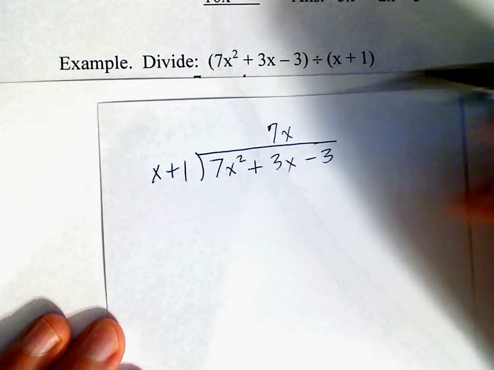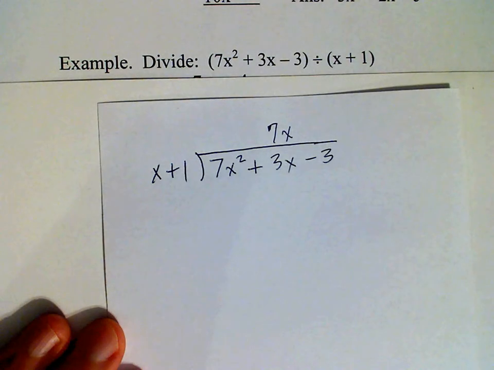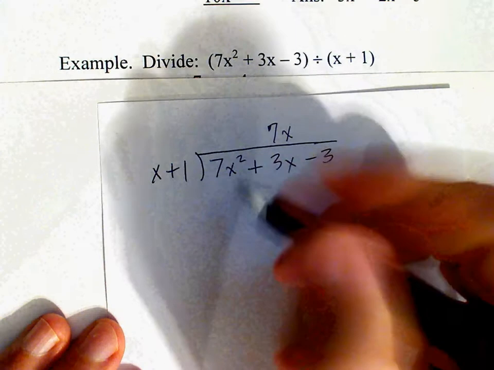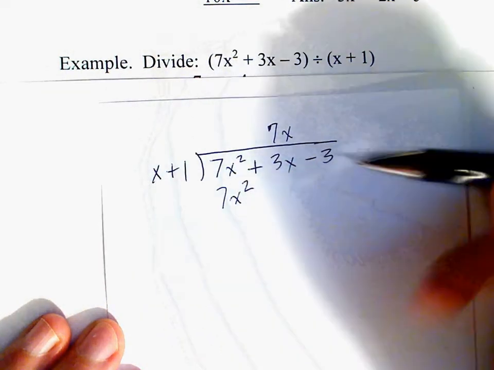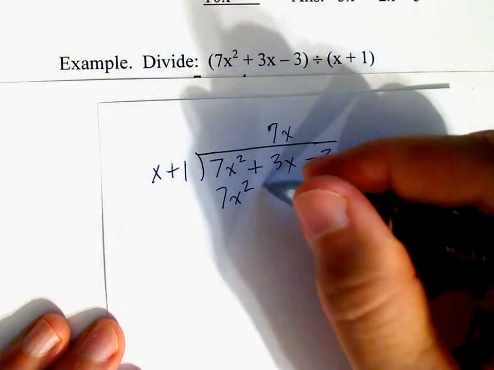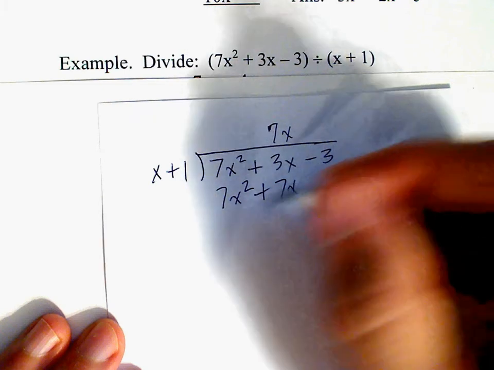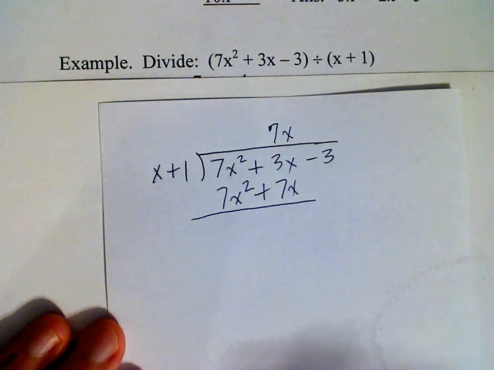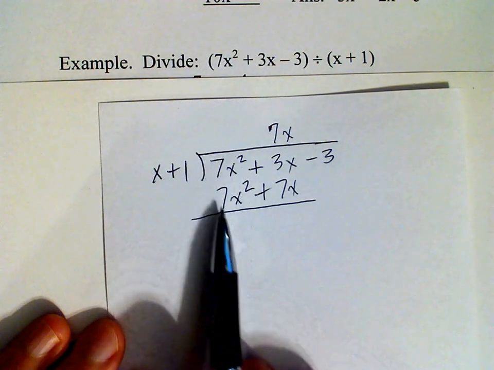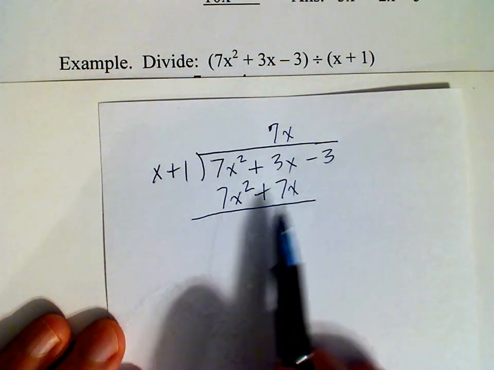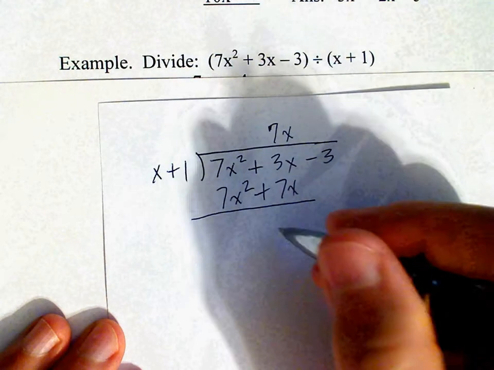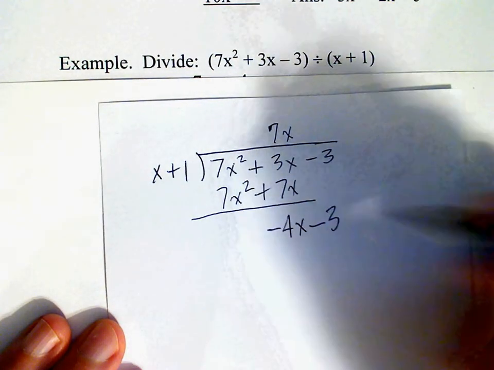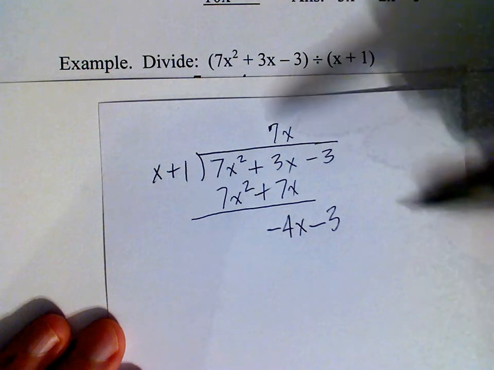We write 7x up here, and then multiply out. 7x times x is 7x squared, and 7x times 1 is 7x. Then we must subtract and repeat the process. So this term goes away. 7x from 3x is a negative 4x. And we bring down the next term and repeat the process.